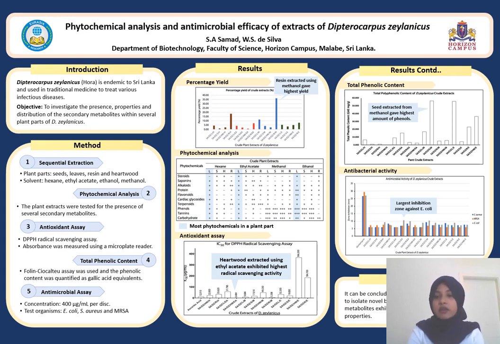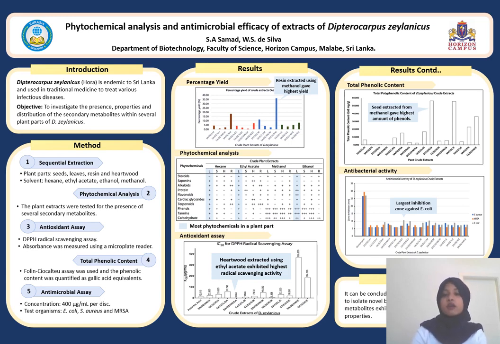As for the antibacterial activity, the largest inhibition zone was observed with the seed extracted with ethyl acetate. It gave the largest inhibition zone against E. coli. The largest inhibition zone with MRSA was the resin extract using hexane.